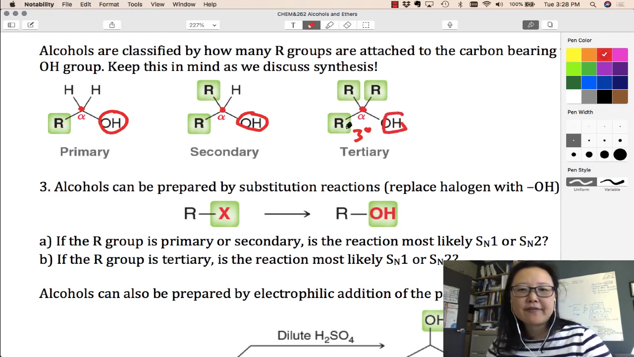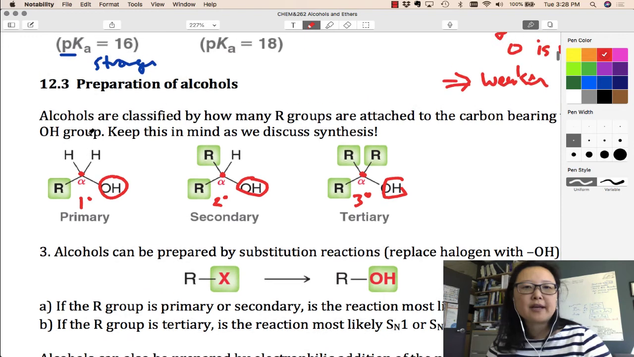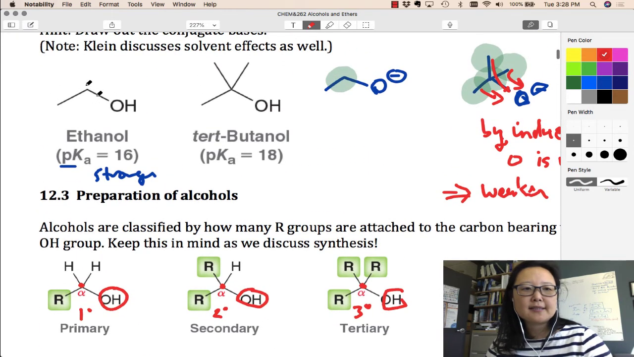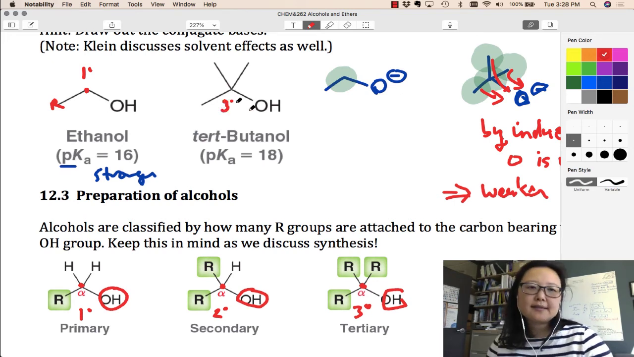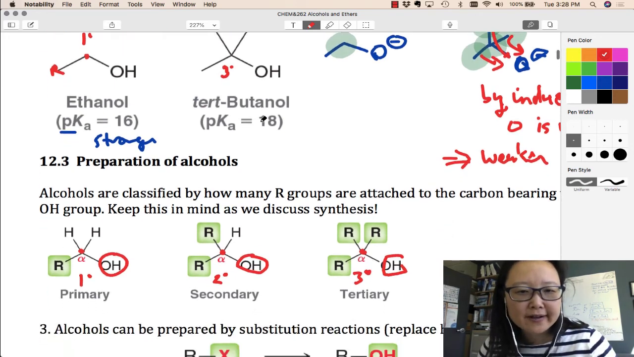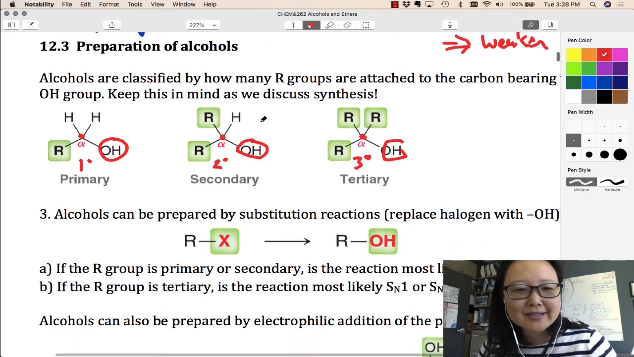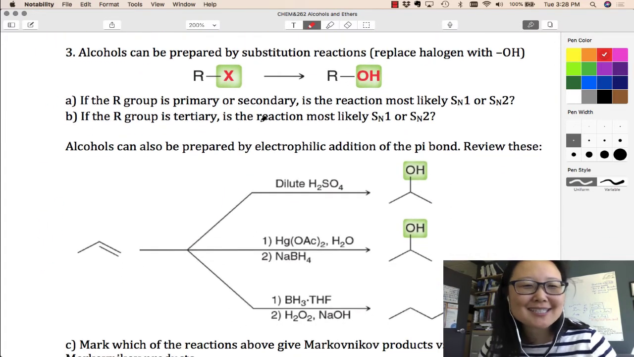So we have tertiary if you have 3 R groups, secondary if you have 2 R groups, and primary if you have 1 R group. So if you look up here, ethanol has 1 R group right here, so this is primary. And then this one has 3 R groups, so this one is tertiary. So it's good to be able to talk about primary, secondary, and tertiary alcohols. That kind of classification will help you remember certain things like SN2 reactions.